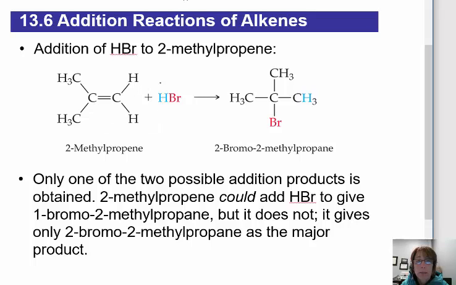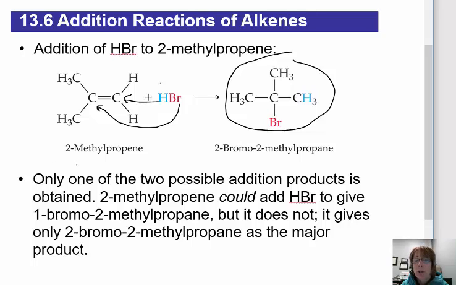Instead, what we see is a preference for the hydrogen in the HBr to react with the carbon on the right in this double bond, which already is bonded to two hydrogen atoms, and the bromine in the HBr to preferentially bond to the carbon on the left, which is bonded to two methyl groups. So the primary product we form from the hydrohalogenation of 2-methylpropene is 2-bromo-2-methylpropane.